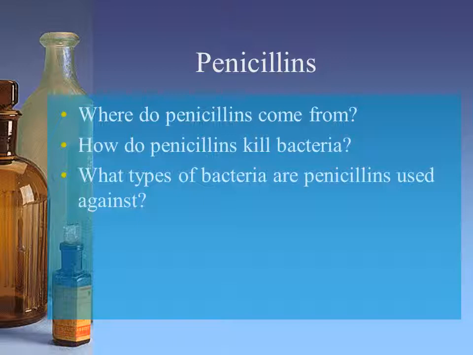Penicillin is called a broad spectrum antibiotic, and by broad spectrum what we mean is it works against gram positive and gram negative bacteria. If you remember from way back when, in biology, we use a stain called a gram stain to determine if it's gram positive or gram negative. So penicillins work against a really broad spectrum of bacteria.